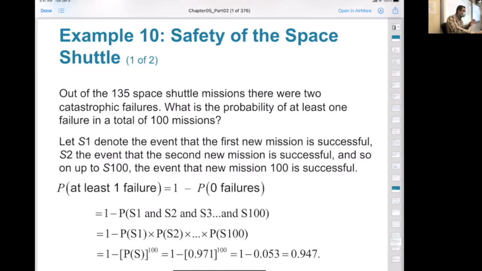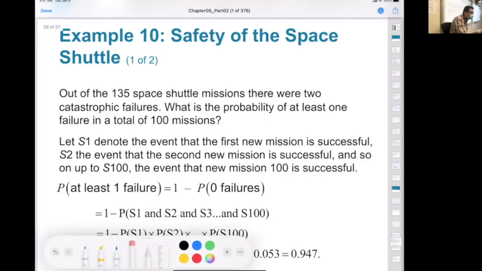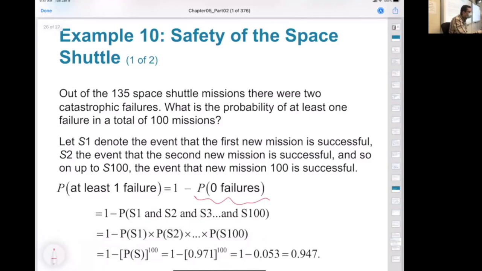Again, you can use the complement rule. At least one failure is 1 minus the probability that there is no failure, meaning all missions are successful. Because these missions are independent, we use our multiplicative rule. The probability of zero failures, or that all missions are successful, is the probability that the first mission is successful, the second, the third, until the last one is successful. Again, these are independent events, so you find the probability for each of them.